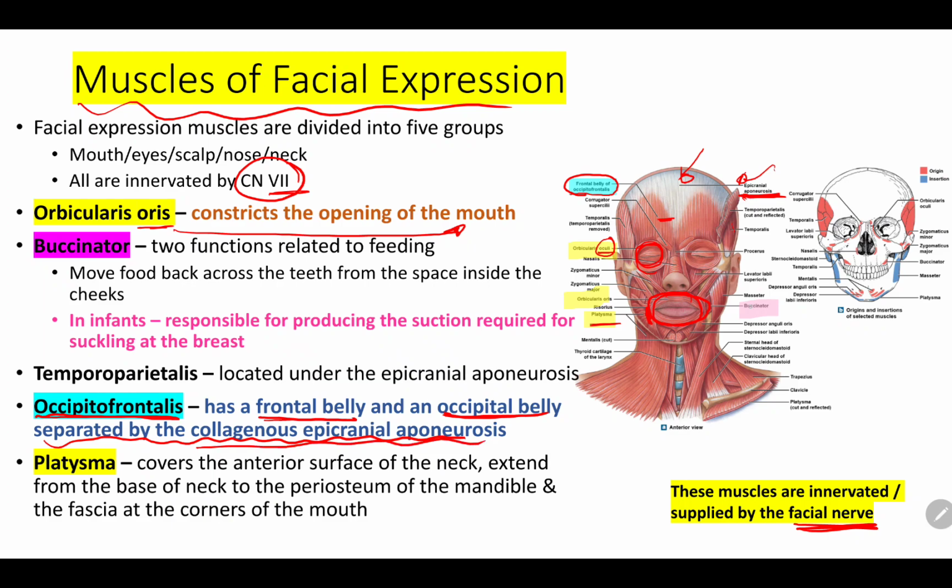Now, let's look at that buccinator for a second, right? You have all these muscles in the face, but I'm going to focus on just a few for now. Look at that buccinator. That buccinator is going to be right there. And so that buccinator is going to have 2 functions related to feeding. It's going to be able to move food back across the teeth from that space inside your cheek, to get it out of that crevice, basically. And in infants, this buccinator is going to be really important because it's going to be responsible for producing the suction required for suckling at the breast, so baby can drink, so baby can eat, okay? So remember that about that buccinator. Remember these muscles, okay?